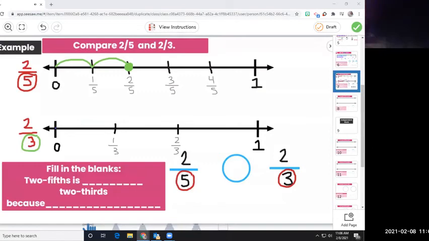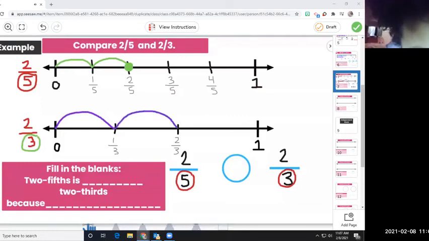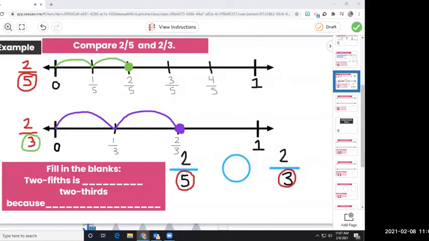Now I need to represent 2/3 on my number line. So I start at 0, and I'm going to count each 1/3. 1/3 plus another 1/3 is 2/3. I'm going to plot this point right here at the location of 2/3. So now we need to compare 2/5 and 2/3. I notice that both have 2 parts counted. That's why our numerator is 2.